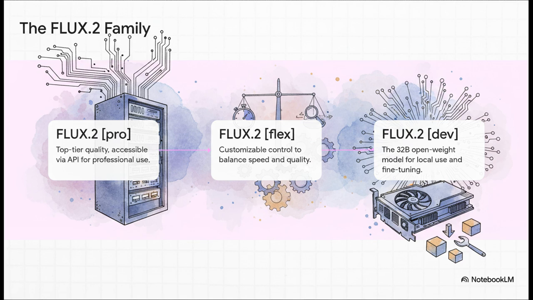And you should also know that there isn't just one FLUX 2. It's more like a family of models. You've got the Pro version, which is the best of the best, but you can only get to it through an API. Then there's FLEX, which lets you play around with the settings to balance speed and quality. And finally, you have Dev. That's the big one, the open-weight model that the community can actually download, compress, and tinker with at home.